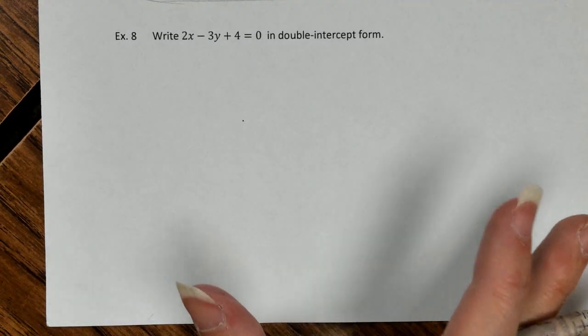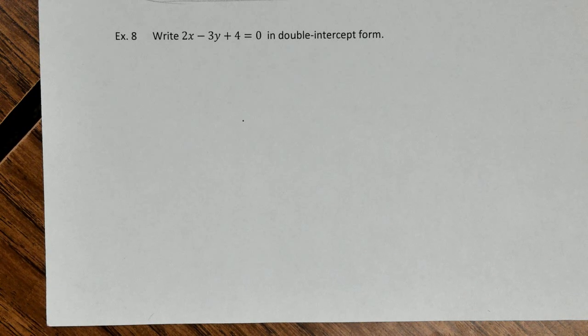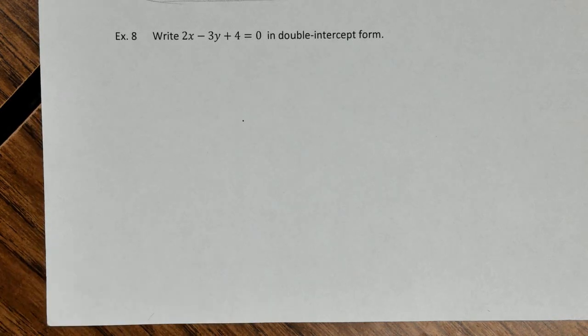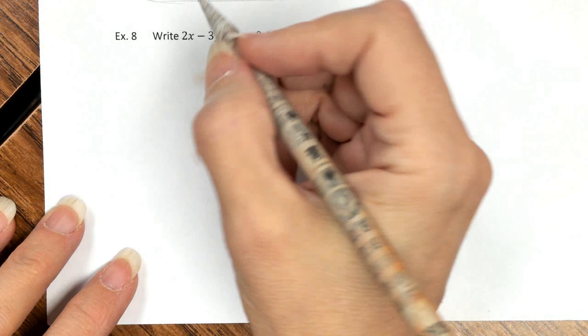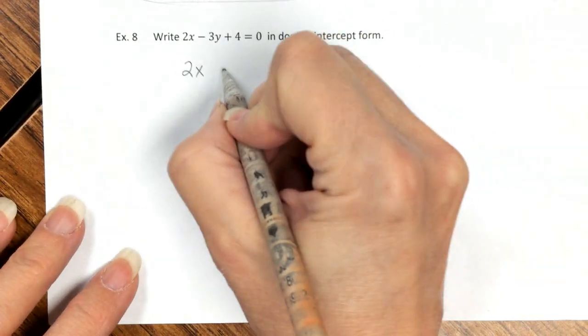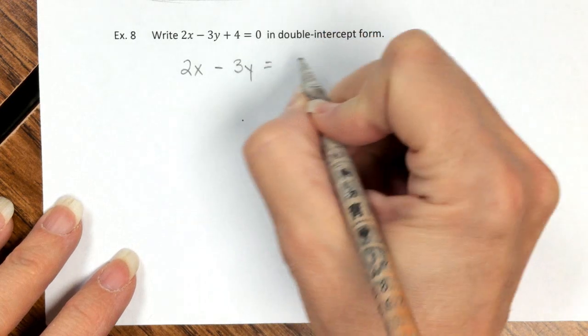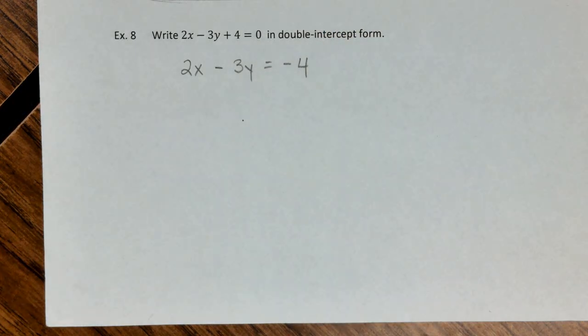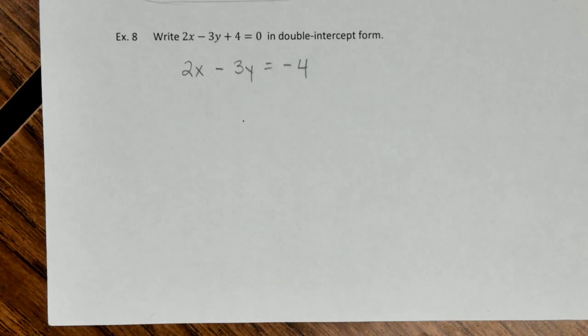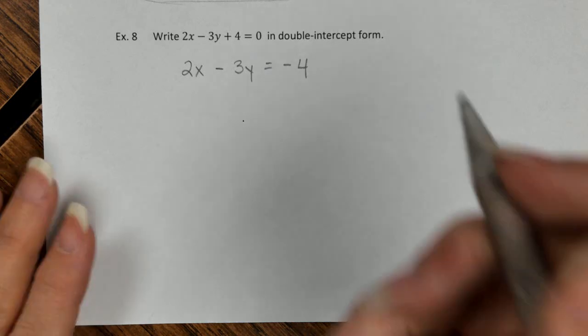Okay, so in example 8, we are given the general form, and now we're switching to double intercept form. Okay, so for this one, we're going to have to go ahead and move the 4 over. So let's do that first. 2x minus 3y equals negative 4, because we're subtracting 4 from both sides. And then if you recall for this one, it's supposed to equal 1, not negative 4. So now we're going to divide everything by negative 4.